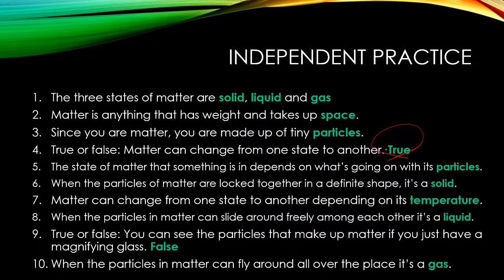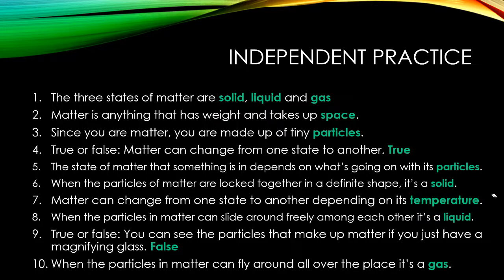Number 4, true or false, matter can change from one state to another. That is true. We just saw a whole bunch of examples of that. Number 5, the state of matter that something is in depends on what's going on with its particles. So the particles are doing something very different when something is solid versus liquid versus gas. Number 6, when the particles of matter are locked together in a definite shape, it is a solid. That's what it means for something to be solid. Number 7, matter can change from one state to another depending on its temperature.